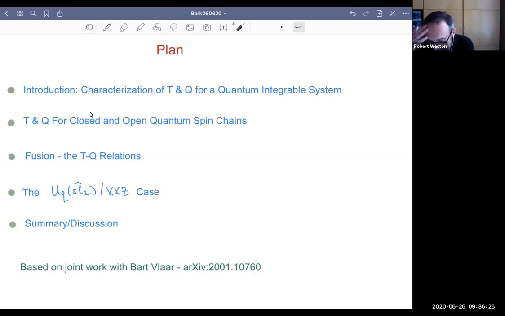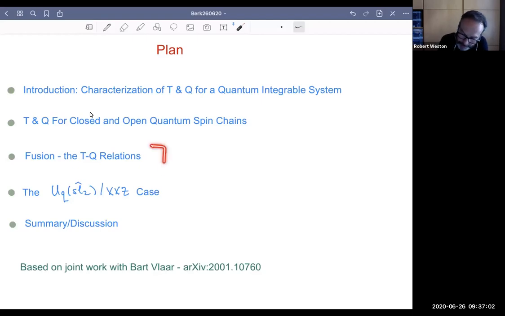Okay, so first of all, I want to talk about some really general characterizations of what transfer matrices and Q operators are for quantum integrable systems. And then I want to talk about the necessary components for building those things for closed and open quantum spin chains. And in particular, the Q operator is something that's useful because it bears certain relations with the T operator, which are usually called TQ relations, or Baxter relations, but there are so many Baxter relations around, it's maybe better to call them TQ relations.